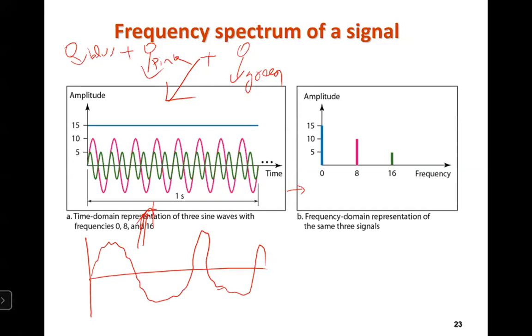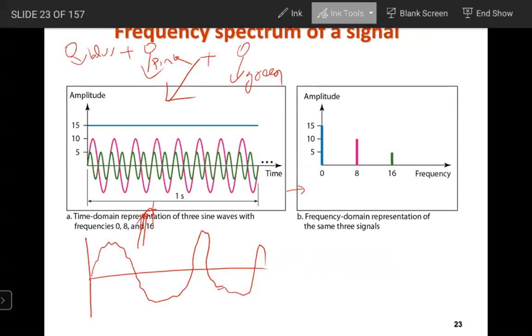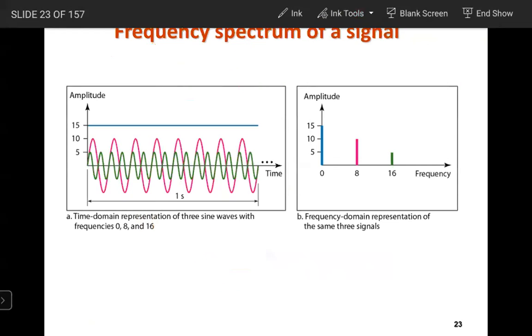We'll see the next figure. So till this point, have you understood? Sir, how does the blue line signal have amplitude 15? I didn't get it.